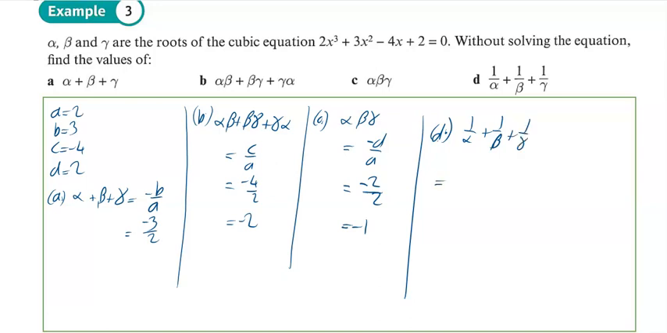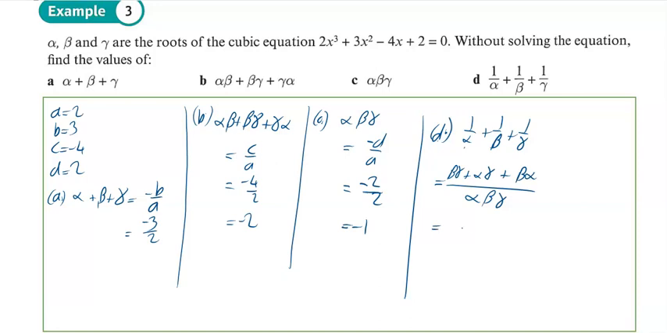If you did that out, it's an algebraic fraction, so you have to do a common denominator, alpha, beta, gamma. The top line: this one here needs to be multiplied by beta, gamma. The middle one needs to be multiplied by alpha, gamma, and the last one needs to be multiplied by beta, alpha.